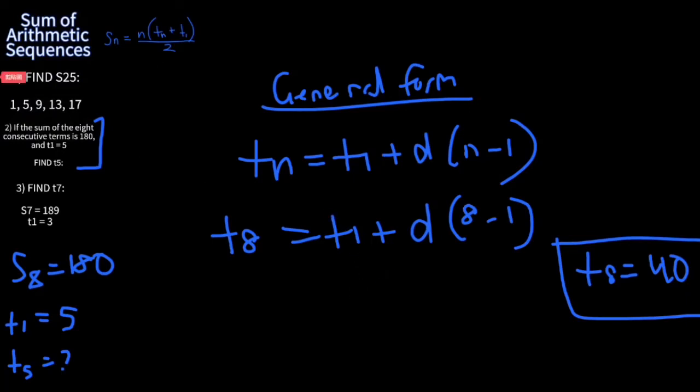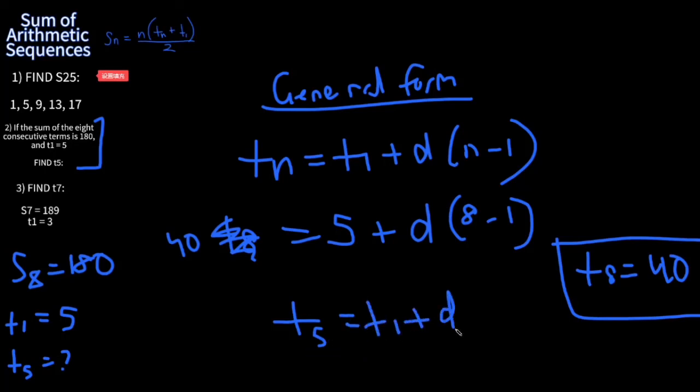And we also know that T1 is 5. And guess what? By doing this, we are able to find that the only missing variable out of all of this, which we also know T8 is also 40, is D. And we want to find D, because then we can use the same general formula to put in 5 as n, and we can solve what the 5th term is. So let's do this. Let's find the common difference.